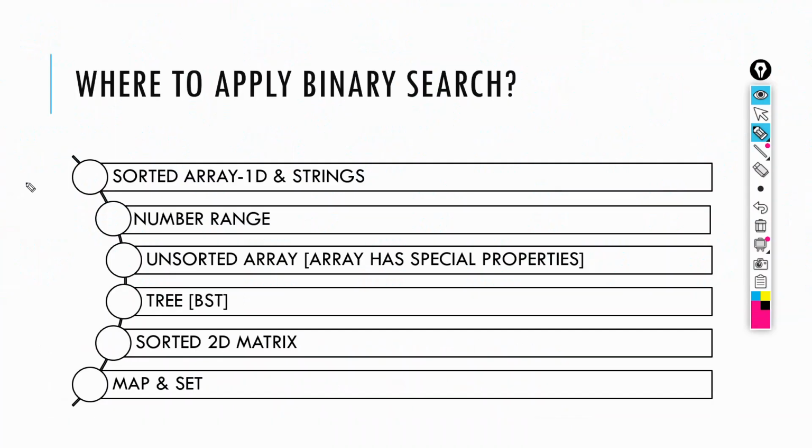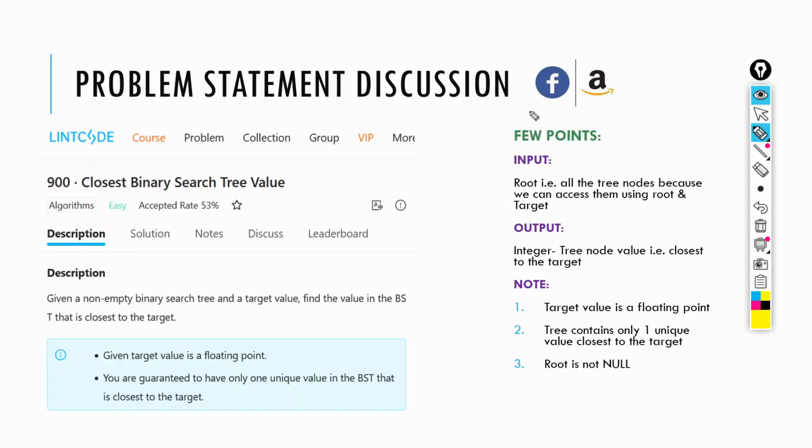Till now we have applied binary search on a sorted array where we try to find the target element, a number range where we try to guess the number higher or lower than a given value, an unsorted array where we try to search for a target element in a rotated sorted array, and a sorted array of unknown size. In this video we will try to apply binary search on a tree, a special type of tree called BST. This problem has been asked by Facebook and Amazon in the past 6 months.